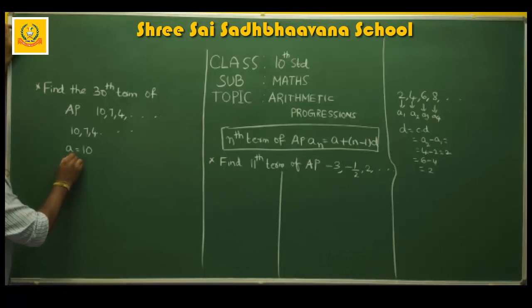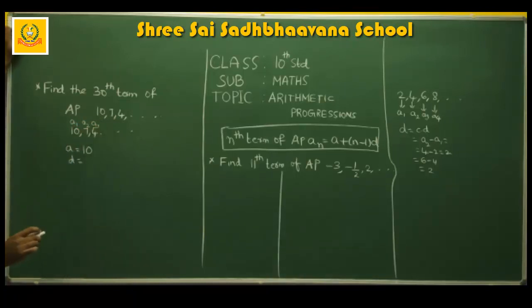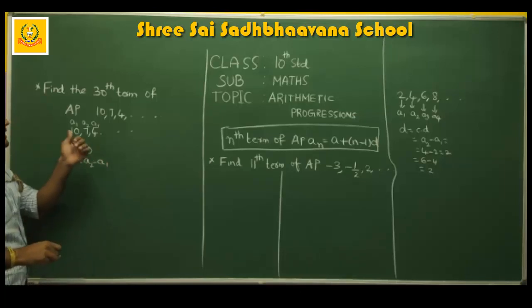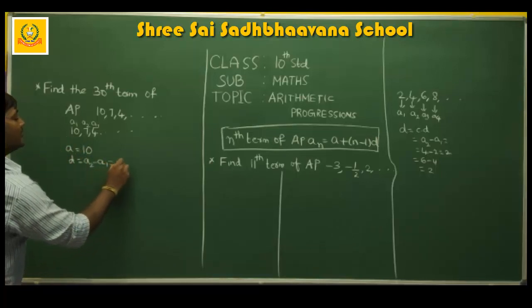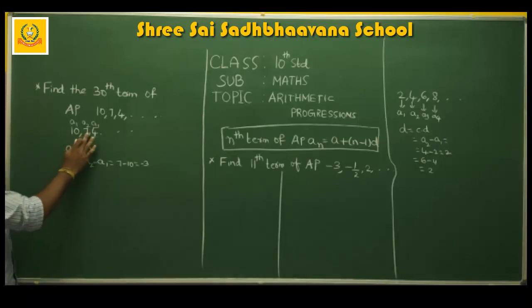Correct? Now, common difference. How do you find the common difference? Here, the first term is A1. If you have doubt, you can just write down like this: A1, A2, A3, so that you will not get confused. A1 is the first term, A2 is the second term, A3 is the third term. So to find the common difference, we should always subtract the first term from the second term, that is A2 minus A1. So 7 minus 10, which is minus 3. You just do A2 minus A1.